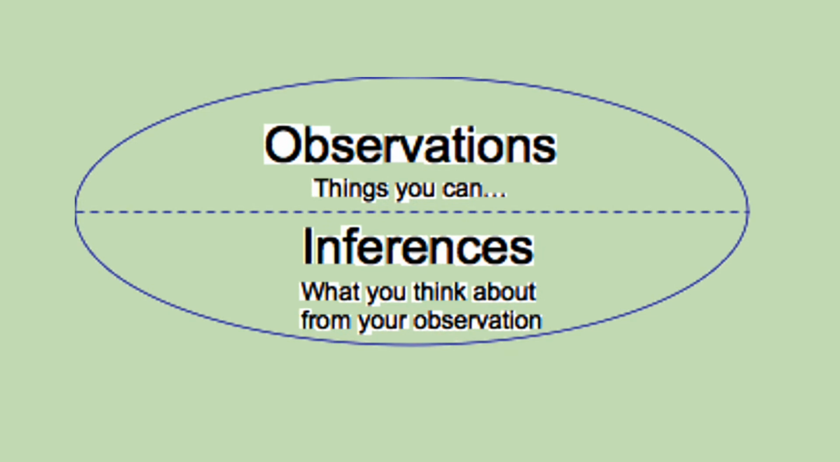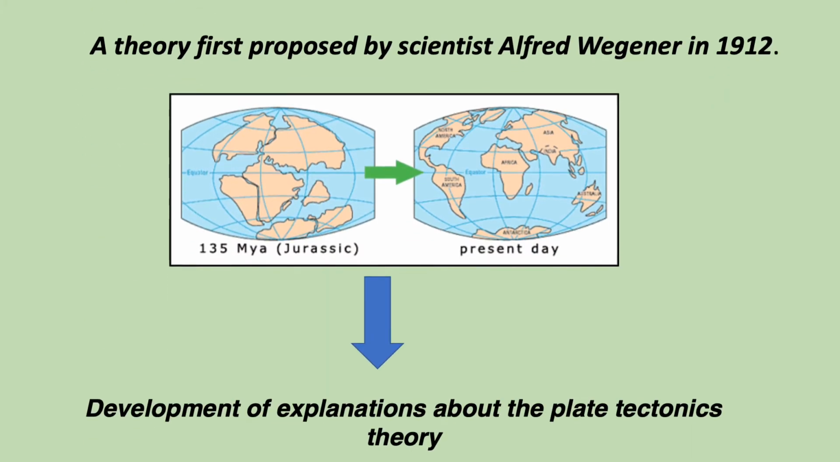So NOS characteristic 1: distinction between observation and inference. Observation is statements about facts that can be measured or observed by more than one person. Inferences are developing a conclusion based on evidence and reasoning. The plate tectonics theory was first proposed by scientist Alfred Wegener in 1912. Wegener didn't have an explanation for how continents could move around the planet, but researchers do now, and it was developed in the 1950s.